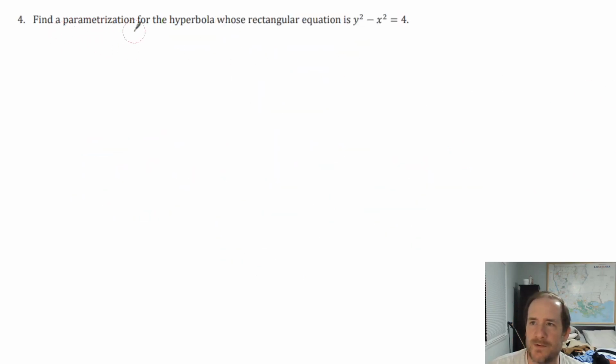Alright, find a parameterization for the hyperbola whose rectangular equation is that thing. First of all, I'm sure they meant for the hyperbola, comma, one of whose rectangular equations is that, because these rectangular equations we're learning really aren't unique either.